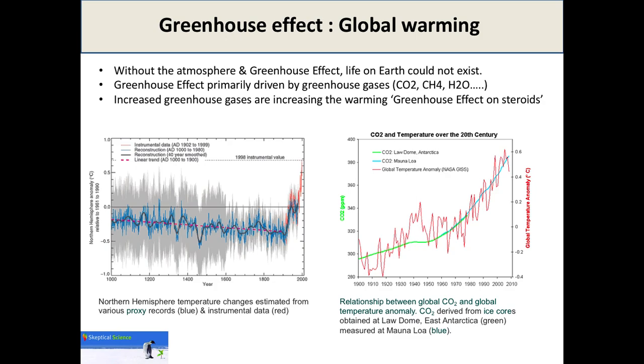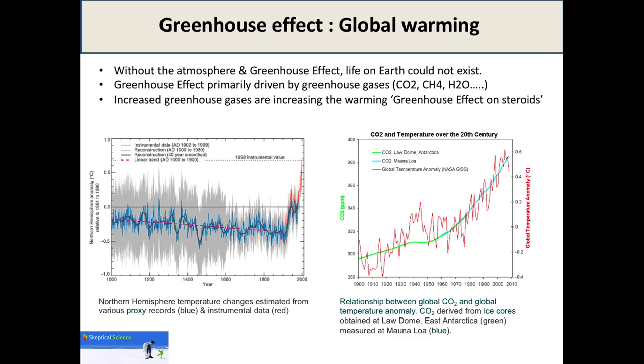This is some data from IPCC reports, or subsequently used in IPCC reports, and it's estimated global or Northern Hemisphere temperatures from the year 1000 for the last 1000 years. The red line up here is data that we have measurements for. The older data in the blue lines is developed from proxy records. We don't actually have good temperature measurements going back before the 1800s.